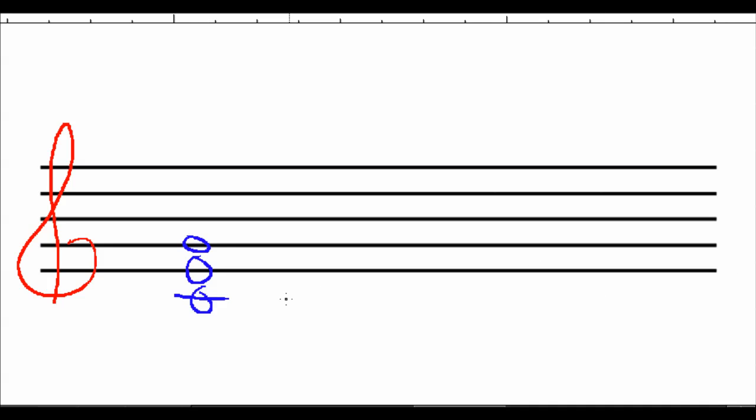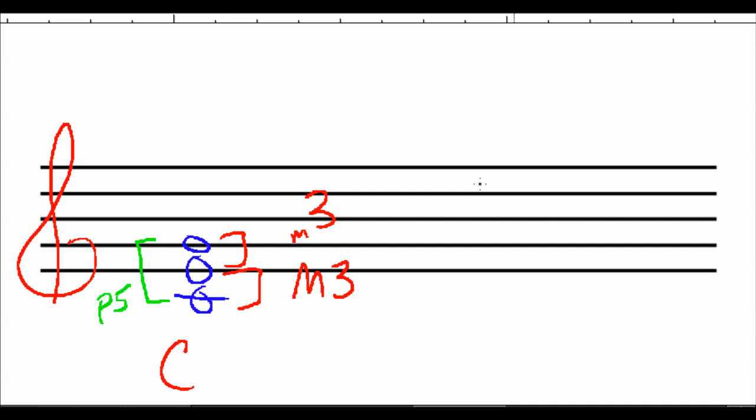to illustrate this, are the intervals in between the root and the third and the fifth. In a major triad, again this is a C major triad, the interval between the root and the third is a major third. And then the interval between the third and the fifth is a minor third. In addition, this interval here between the root and the fifth is a perfect fifth.